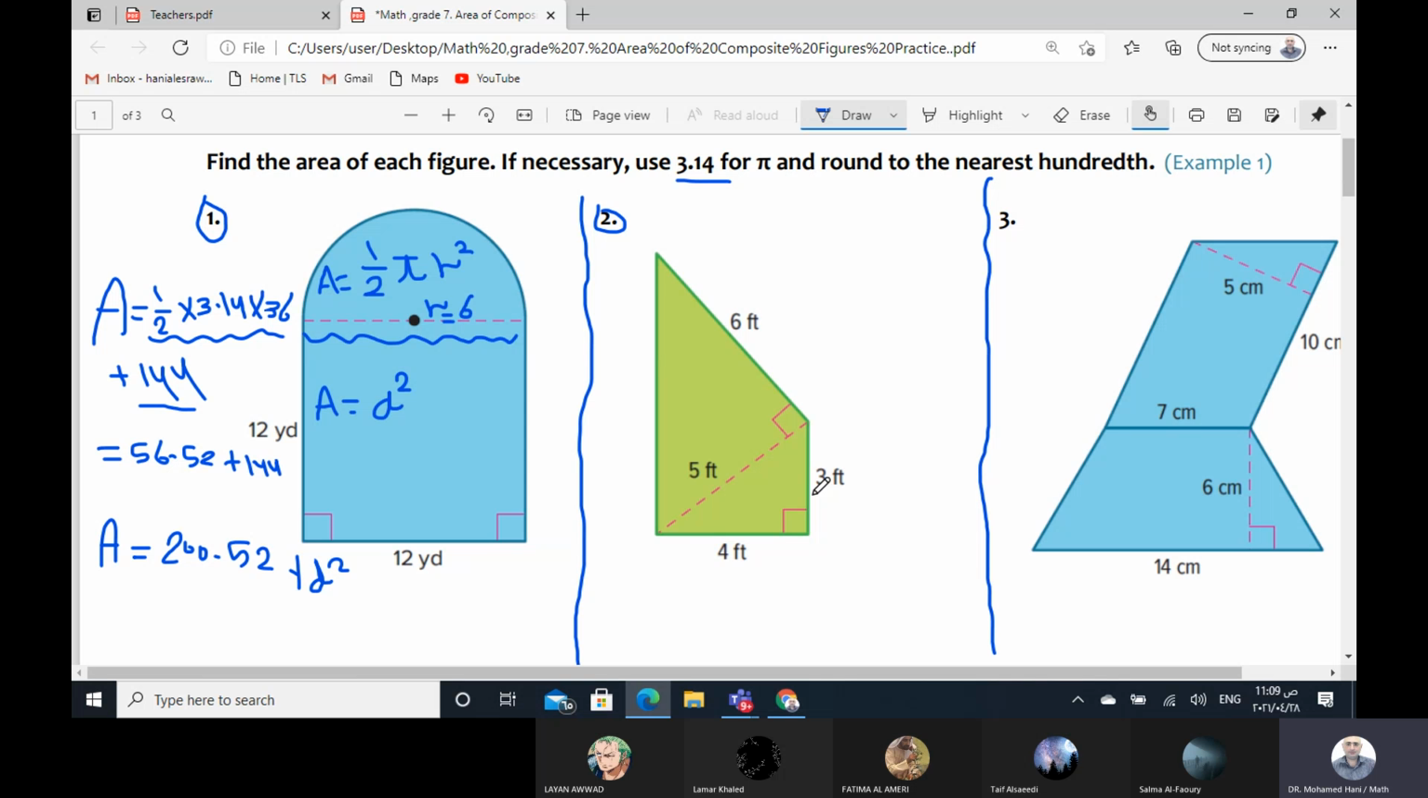Okay, listen to me, please. Here we have, in this composite figure, two triangles. This is the first triangle, and here the second triangle. So the area of the first triangle here will be 1 over 2 multiplied by here the base 6 and the height will be 5. 6 times 5 will be 30.